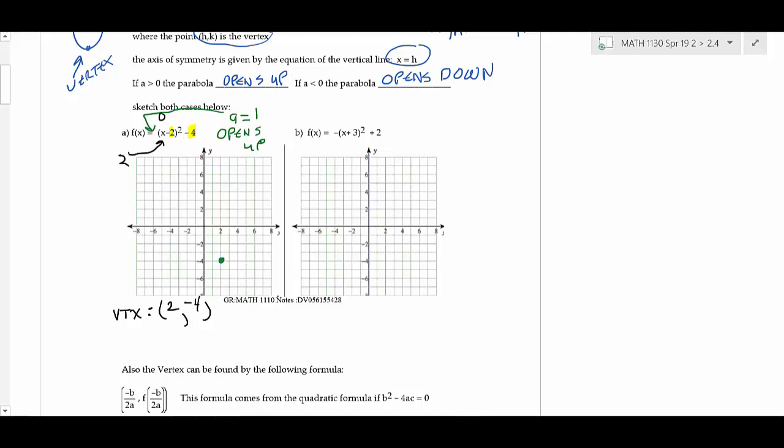All right. Now, what you want to do is you want to just draw a vertical line right through the vertex. We call this the axis of symmetry because the parabola is going to be symmetrical about that. So we just say axis of symmetry. That equation is going to be x equals 2. It's always x equals whatever the x value of the vertex is.